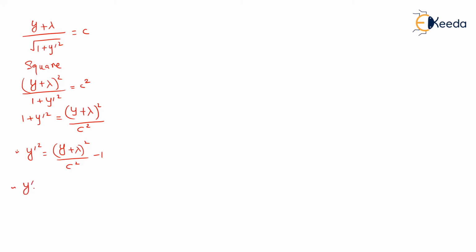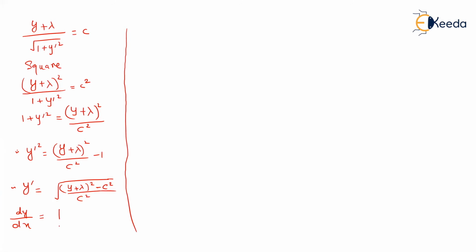So that will become y plus lambda the whole square upon c square minus 1. Therefore y dash will be the square root of this term. If I take the LCM, in the denominator it will be c square, and this c square will be cross multiplied. So y plus lambda the whole square minus c square. This is your y dash, and we know what y dash is. Y dash means dy by dx. So in short, dy by dx equal to this particular term, that is y plus lambda square minus c square upon c square.